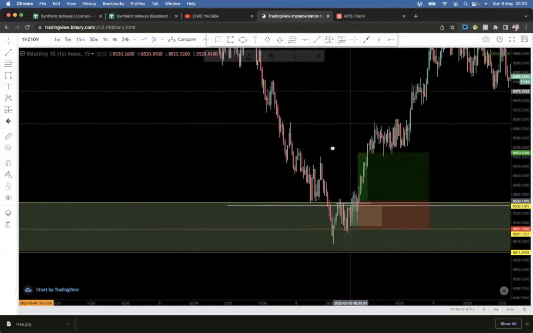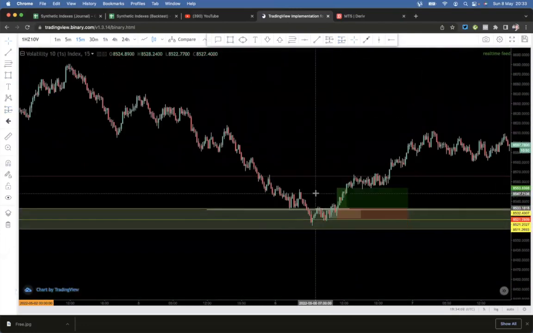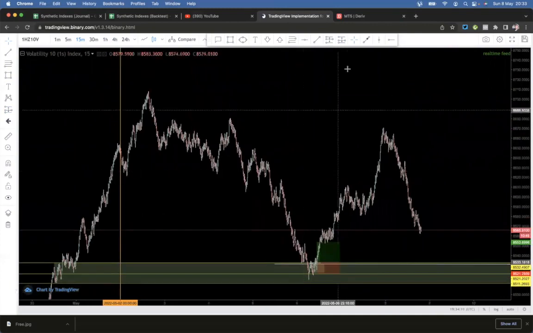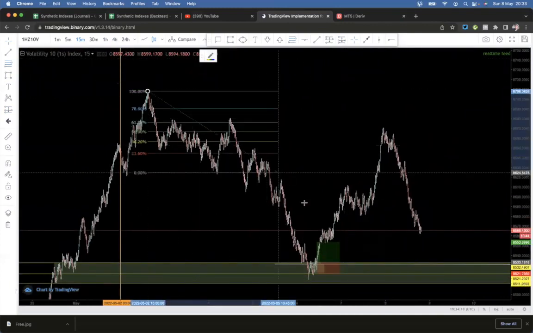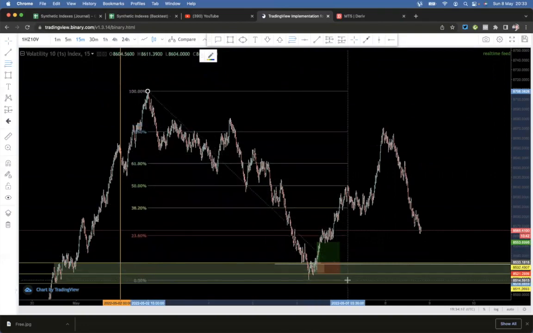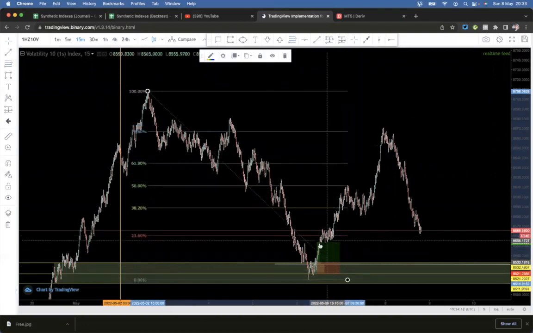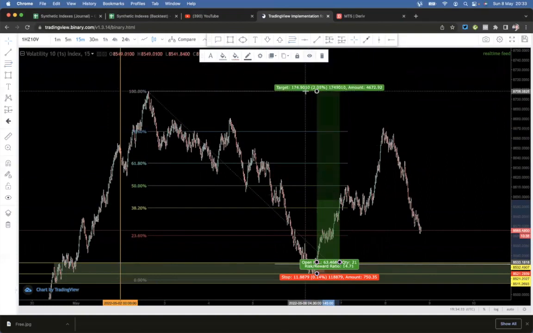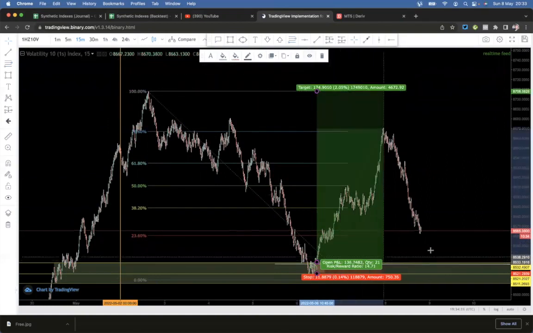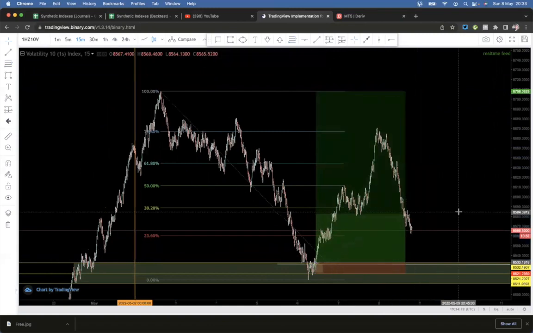Remember, the target for this was going to be pretty big. But I'll show you why I didn't target the top here. Okay, so the target usually is the 100% level, but for this trade I did not target the top, and I'll show you why.